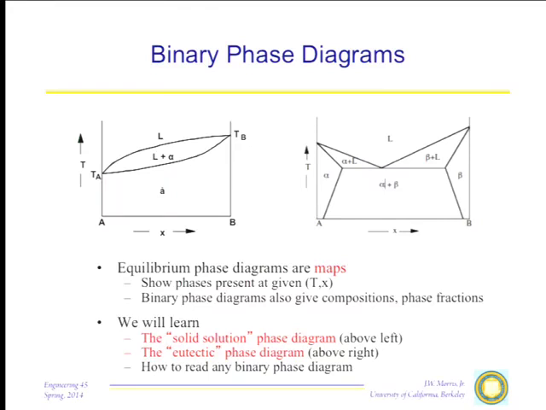But in addition, I want you to know how to read any binary phase diagram at all. The binary phase diagram is a map. What it shows are the phases present at given values of the temperature and composition. From a phase diagram, you can get three pieces of information. You can get the phases present, you can get the concentrations of those phases, and you can get the fractions of those phases. And that's what we will learn in how to read a phase diagram.